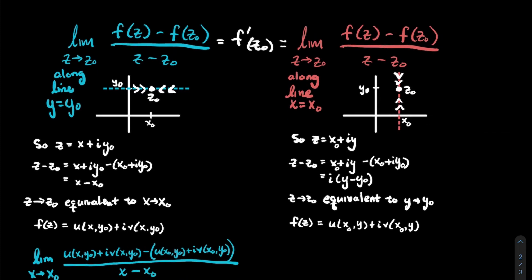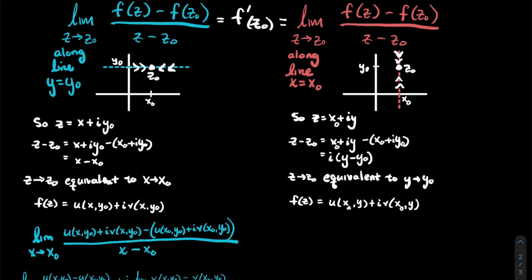And then one more thing, what does f of z look like in terms of u's and v's? Well, z has constant real part x0 and then imaginary part y. And so this looks like u of x0 comma y plus i times v of x0 comma y. So that's what the function looks like, again, along that dotted vertical line.